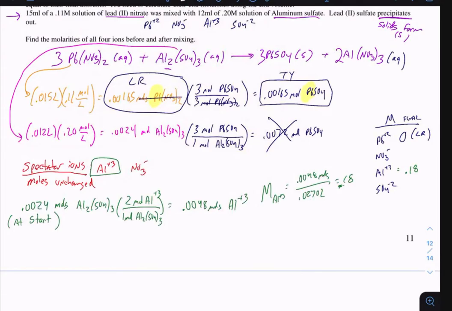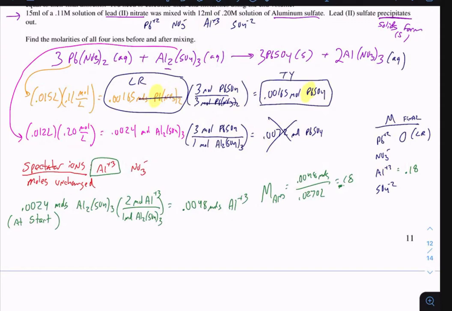Let's follow the steps, make sure we're all caught up, we all understand what happened. I took the beginning moles of aluminum sulfate, and I canceled the aluminum sulfate so I can solve in terms of moles of aluminum. Once I had moles of aluminum, I could find the molarity of aluminum. And this is all possible because I knew the aluminum did not react.